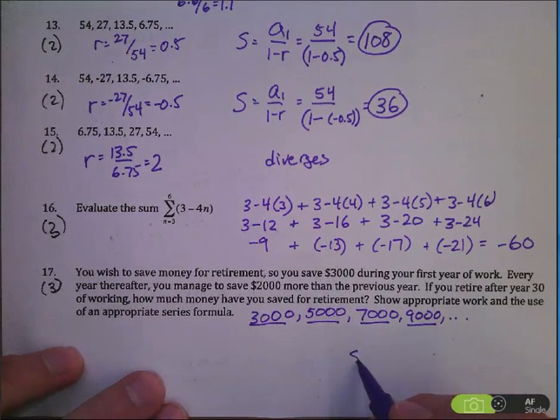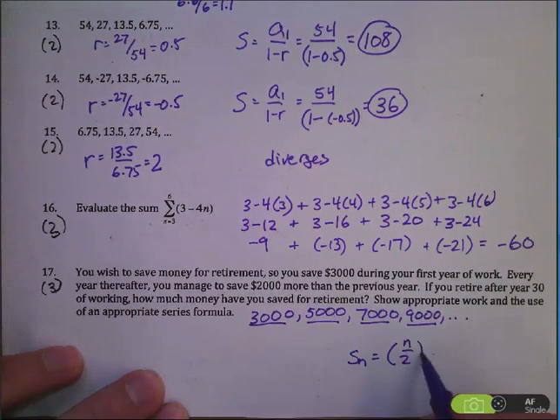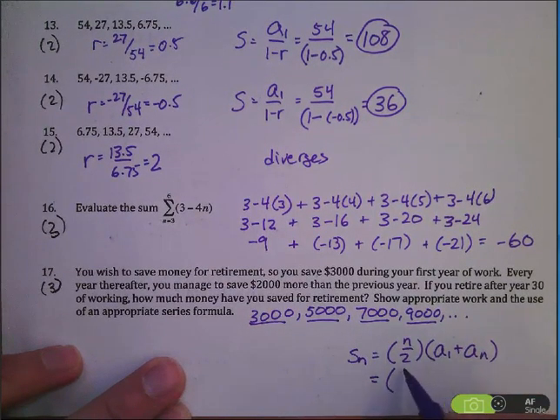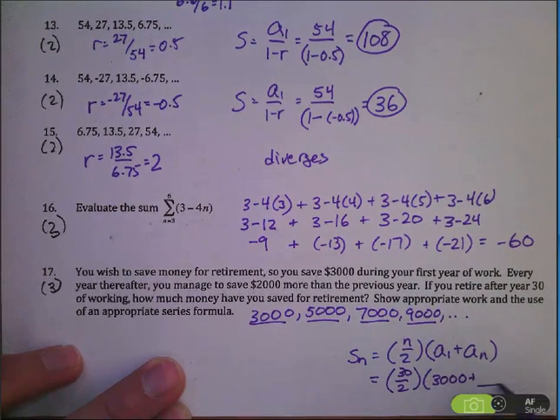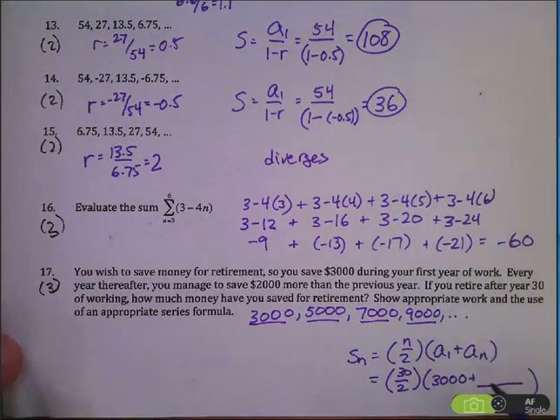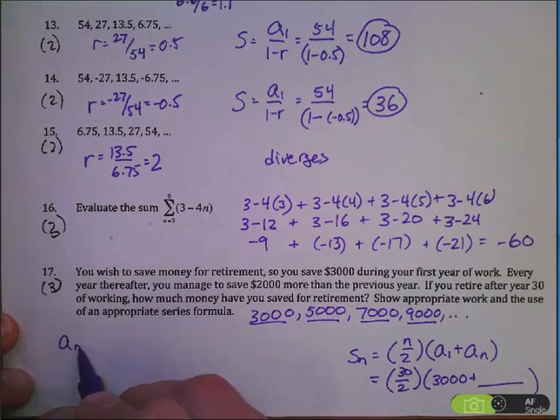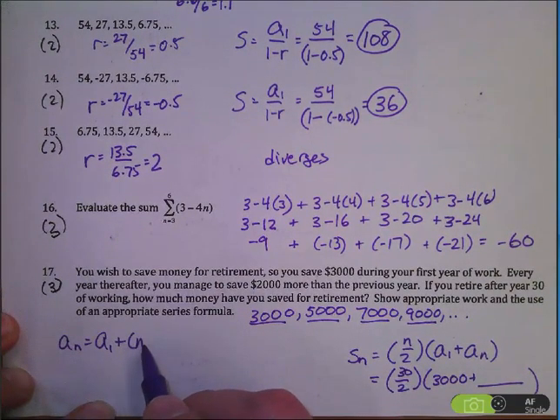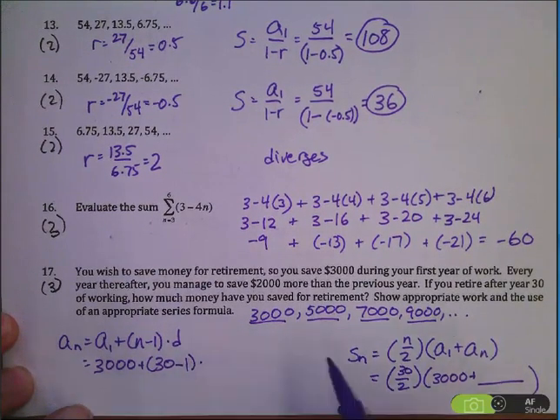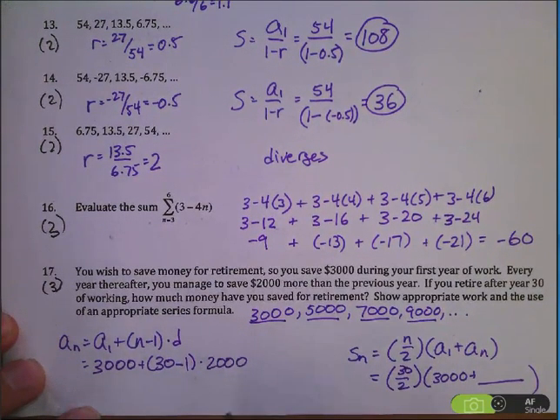So we will use the S sub n equals n over 2 times a sub 1 plus a sub n formula. We're looking at a series of 30 years, so n is equal to 30. The first year is 3,000. Again, I don't know what a sub n is equal to, so similar to problem number 10, to find a sub n, we're going to use our arithmetic sequence formula and figure out how much money was saved during the 30th year. A sub 1 in this problem is 3,000. I'm looking for the 30th term, so 30 is our value for n. D is what the numbers are going up by, which is 2,000.